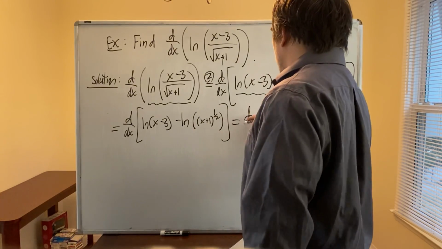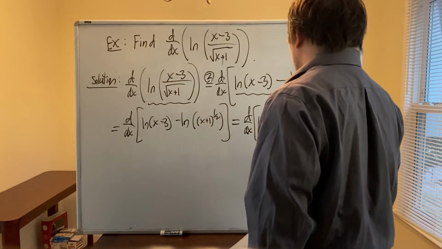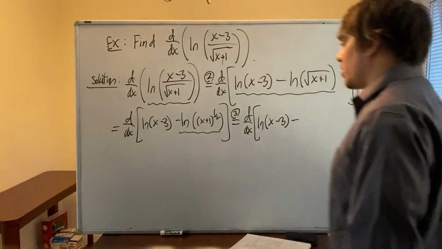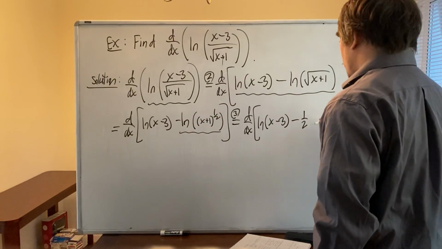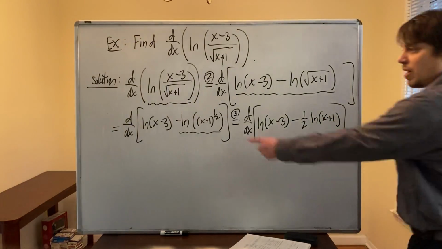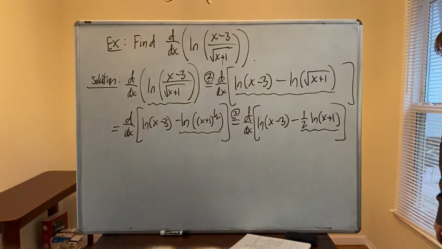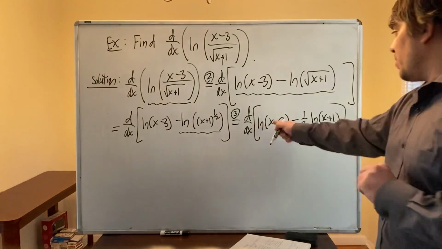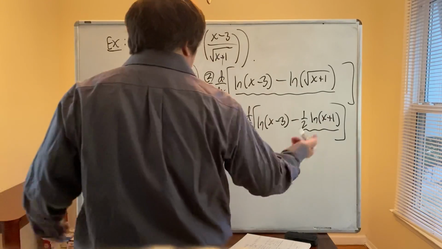And so this is equal to d dx of ln of x minus 3 minus, and now by the third law of logarithms, I'm going to take ln of x plus 1 to the 1/2 and move the exponent in front as a coefficient. This is minus 1/2 ln of x plus 1. I'm writing this expression as that one by the third law of logarithms. So now the derivative of this whole thing is the derivative of the first thing minus the derivative of the second thing.